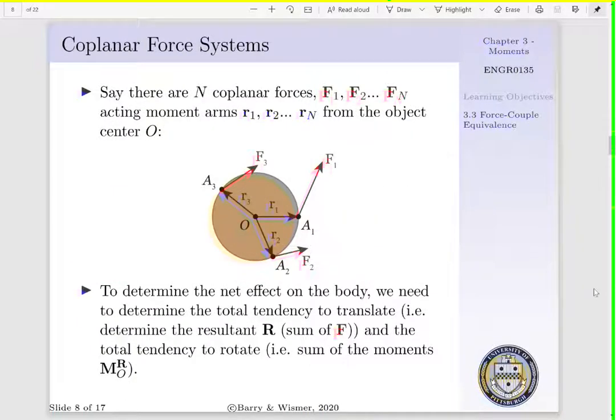To do this, we have to look at a generalized situation. Say we have n coplanar forces, F1, F2, all the way up to Fn, acting on moment arms R1, R2, all the way up to Rn. Now, to determine the net effect on our body, we need to determine our total tendency to translate. That is, we need our resultant force by summing up all our individual forces on our system, and we need our total tendency to rotate. That is, we need to take the sum of all our moments about point O.